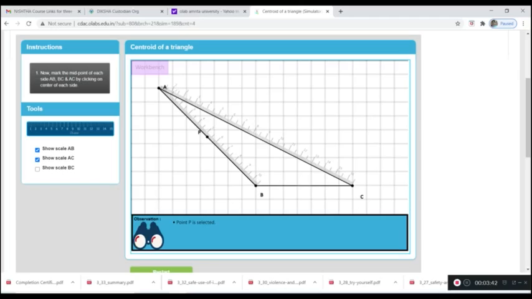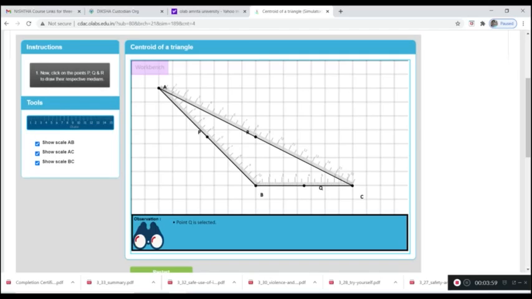Then from AC, R is the midpoint of AC. Then from side BC, this is Q, the midpoint of BC. Then we have to draw the medians.